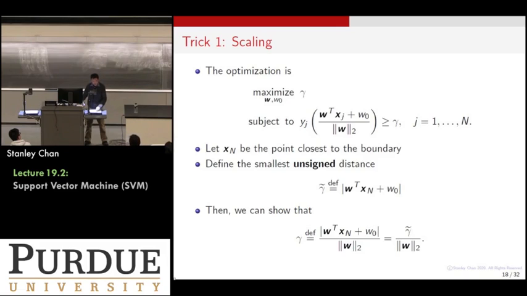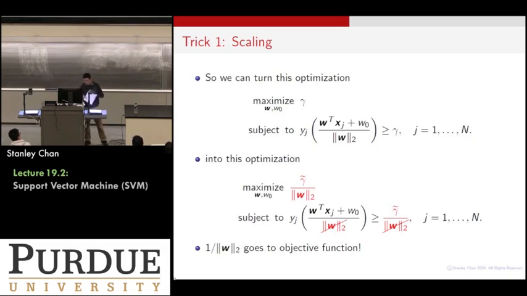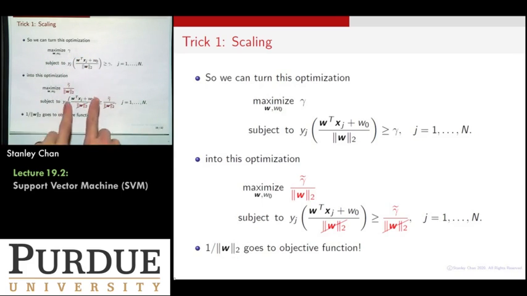Because x_n is already the closest point to the plane, and because gamma, by definition, is the smallest distance, gamma will equal gamma tilde with a scaling. The scaling is the 2 norm of my W. That's a very important trick that we're taking to rescale the problem. Now, this scaling step may not be very obvious to you the first time, but we will take this scaling, and then we are going to turn this optimization into the following.